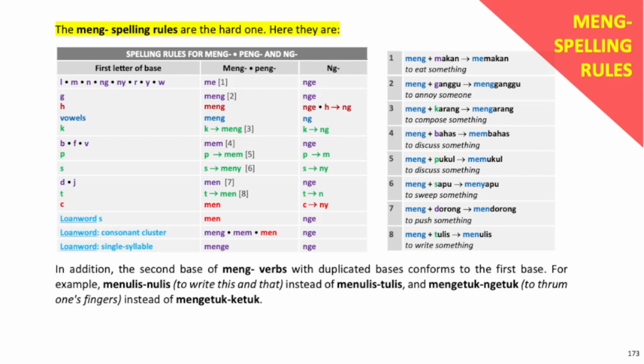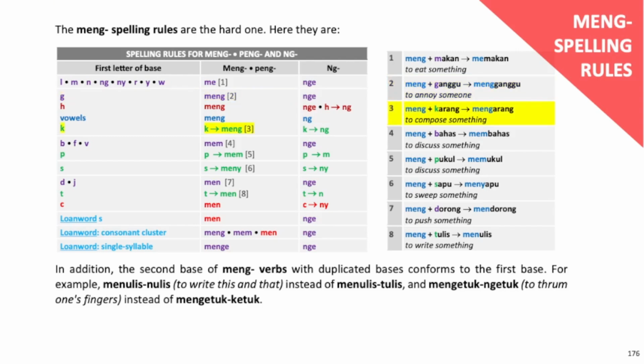Here they are. When the first letter of the base is L, M, N, and so on, they combine with meng. So let's take example 1. Meng plus makan. So makan combines with meng, memakan, to eat something. When the first letter of the base is G, it combines with meng. Example 2, meng plus ganggu becomes mengganggu, to annoy someone.